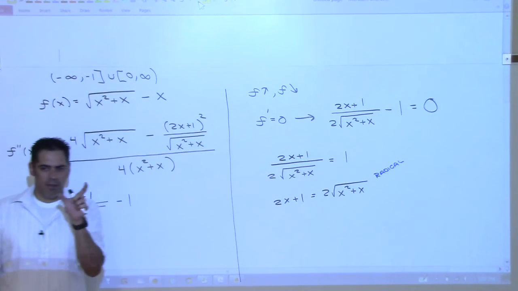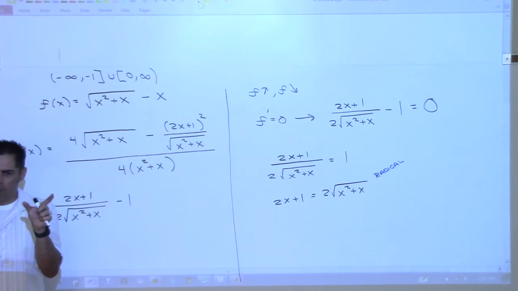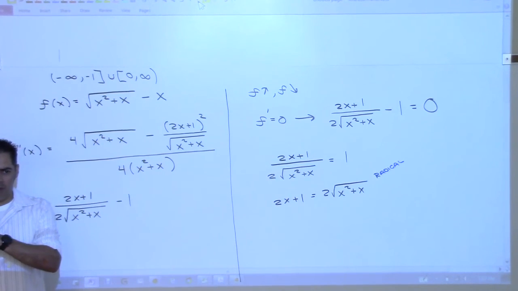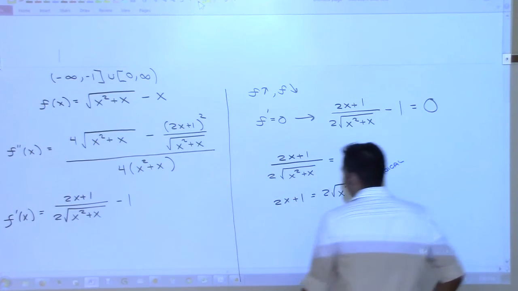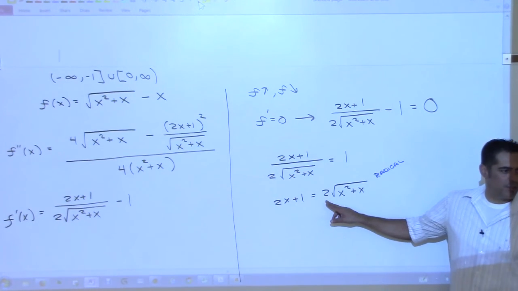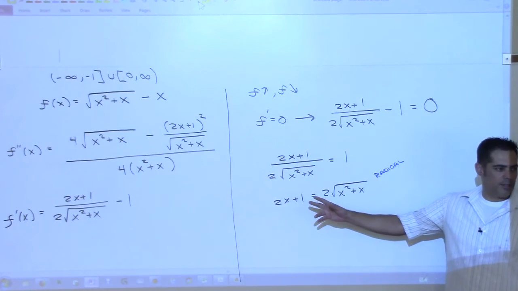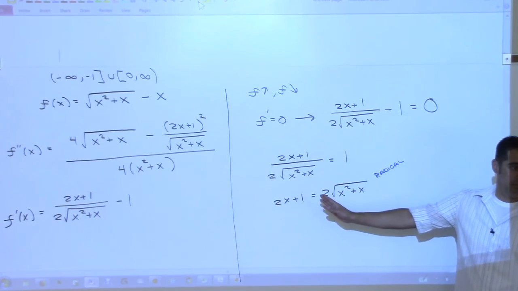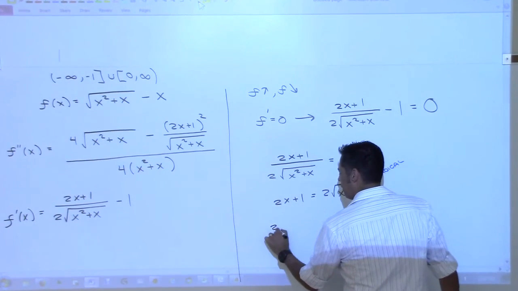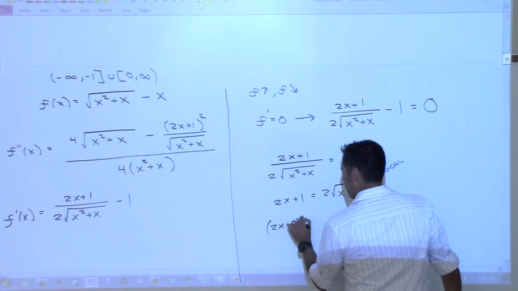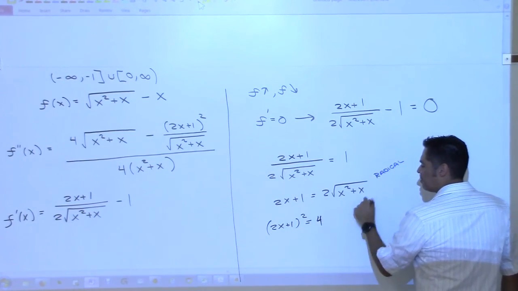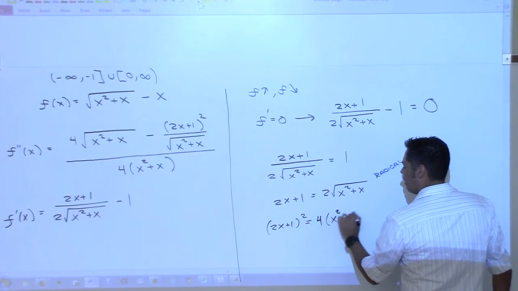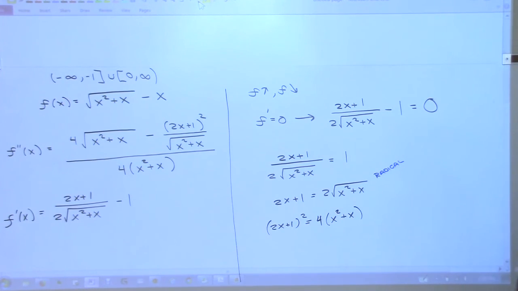Always try and get the radical, the square root, by itself on one side, and then square both sides of the equation. I'm going to avoid the division by 2 only because it'll create fractions. So I'm just going to square it right now. I'm going to square the left side, and I'm going to square the right side. When I square the right side, that becomes 4. And then this one right here becomes that.